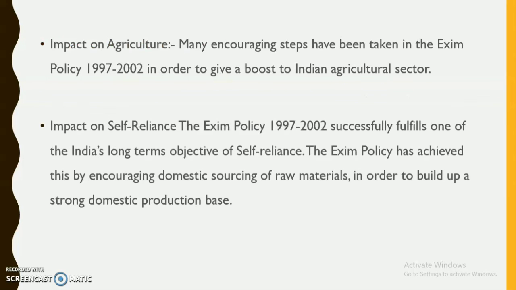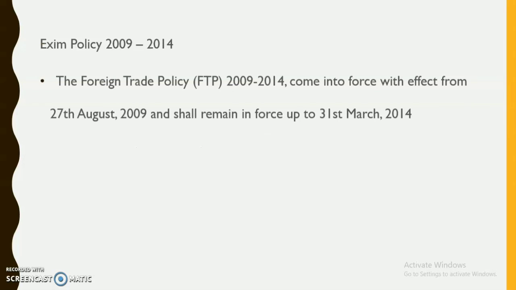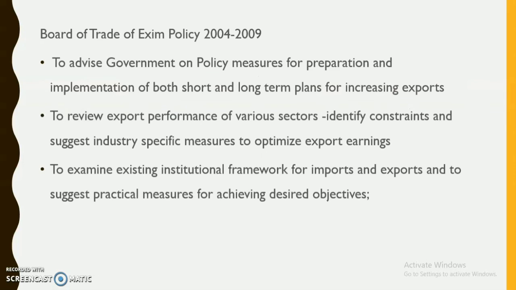Impact on agriculture: many encouraging steps have been taken in order to give a boost to the Indian agricultural sector, and we can also see the policy successfully fulfills one of India's long-term objectives, that is self-reliance. The policy has achieved this by encouraging domestic sourcing of raw materials in order to build up a strong domestic production base. EXIM policy 2009-2014, the foreign trade policy, came into force with effect from 27th August 2009 and shall remain up to 31st March 2014.